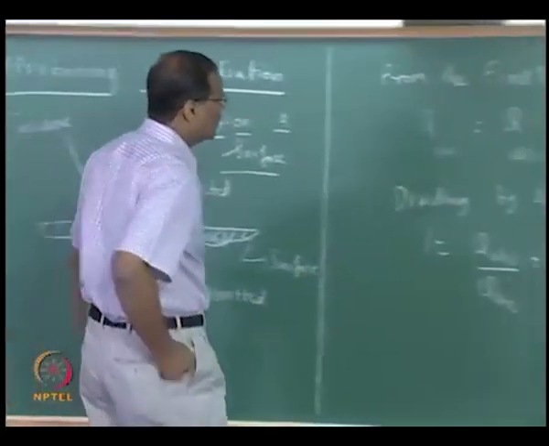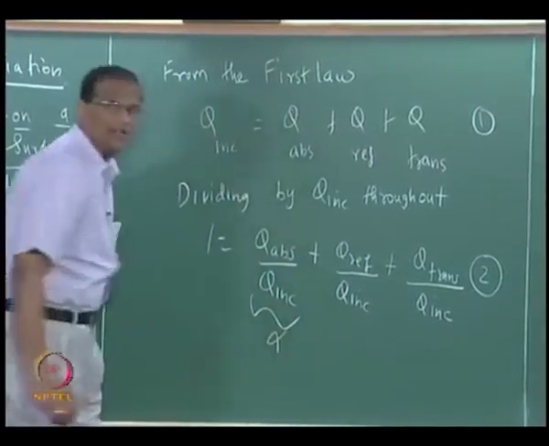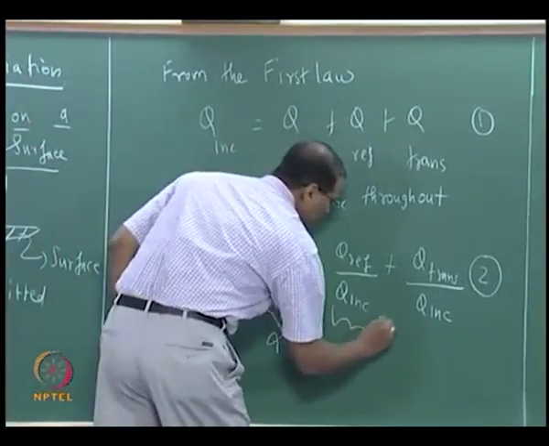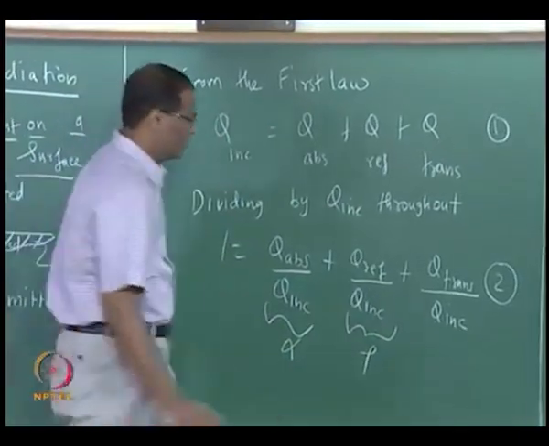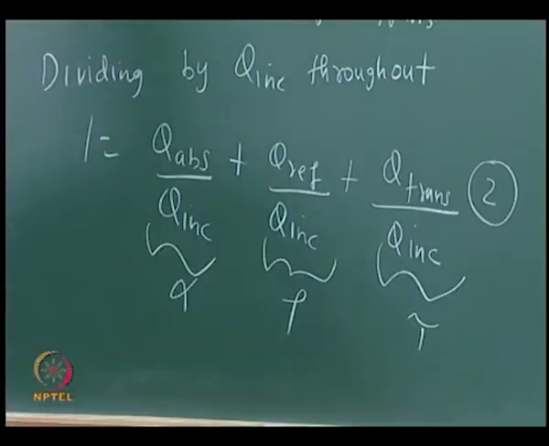So Q absorbed by Q incident is called the absorptivity, it's called alpha. Q reflected by Q incident is called the reflectivity, rho. And Q transmitted by Q incident is called the transmissivity, tau, okay.